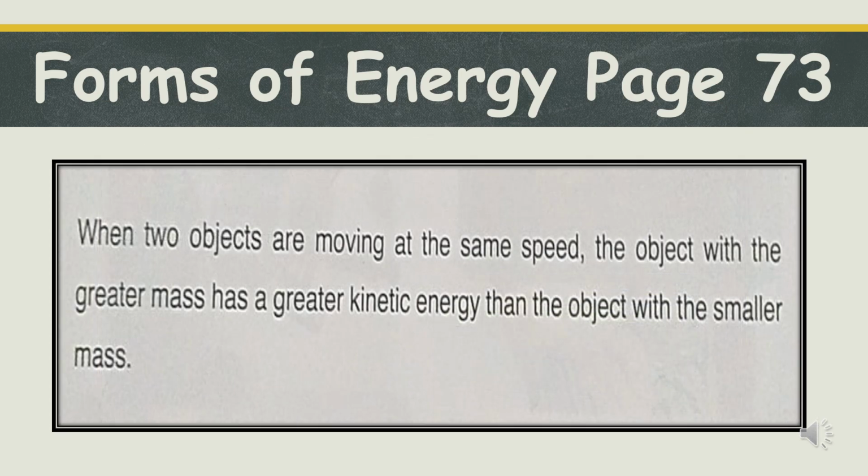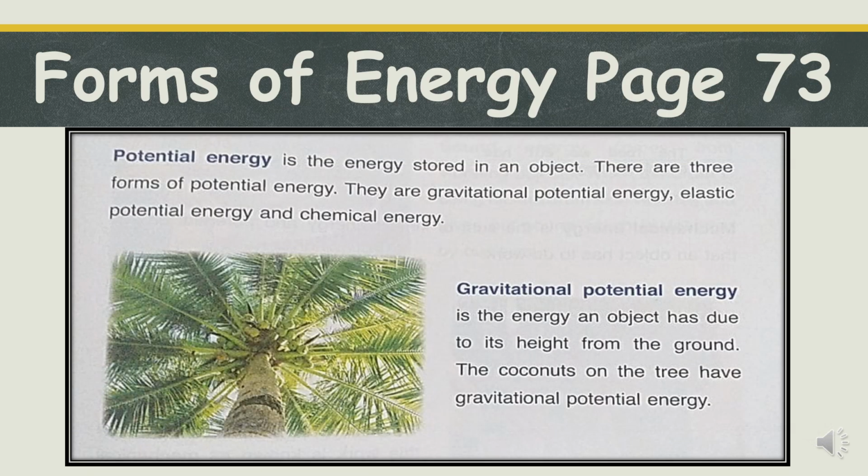So when two objects are moving at the same speed, the object with the greater mass, so the object that is heavier, has a greater kinetic energy than the object with the smaller mass. So remember that, the heavier, the more energy. Okay, and then there is potential energy. What is potential energy? Potential energy is the energy stored in an object. There are 3 forms of potential energy. They are gravitational potential energy, elastic potential energy, and chemical energy.